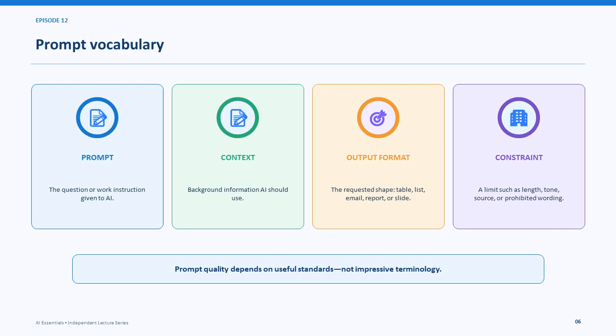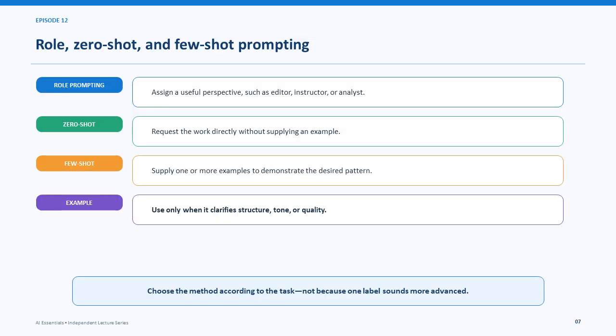Prompt vocabulary separates purpose, context, output format, and constraints. A prompt states the request, context supplies background, output defines the required form, and constraints define limits or rules. Role prompting assigns a useful perspective. Zero-shot prompting provides no examples, few-shot prompting provides examples that demonstrate the desired pattern. Choose the method that reduces uncertainty for the task.